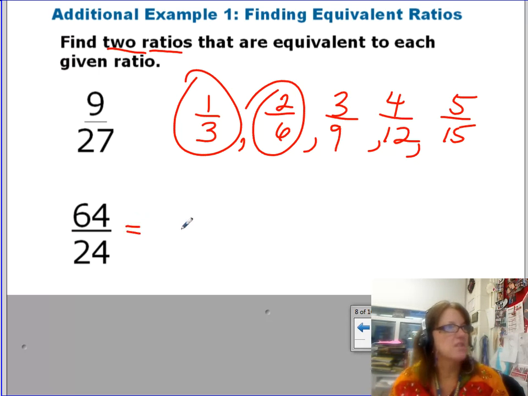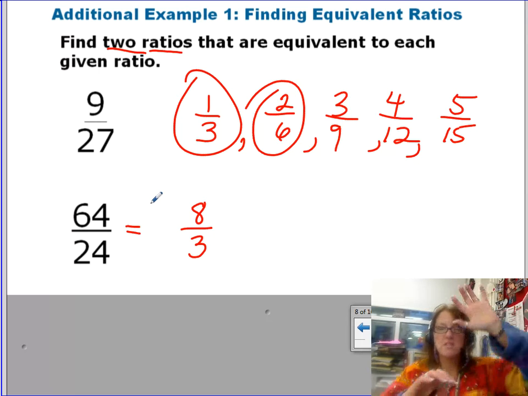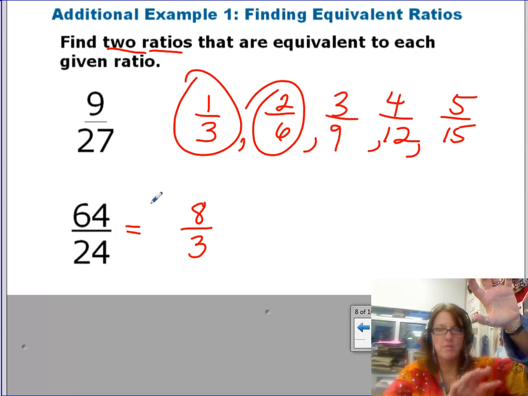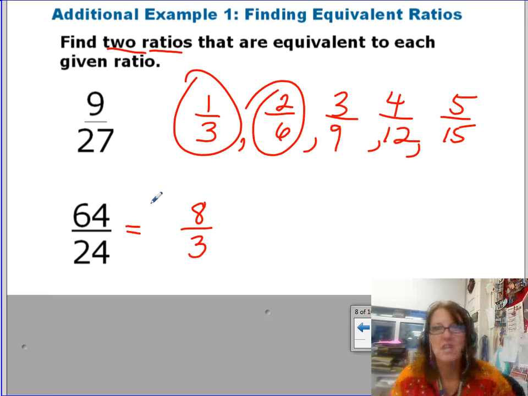Oh, look at this one, 64/24. That's not in simplest form either. Great value there. This in simplest form is 8/3. Notice it's improper. Leave it there because a ratio means I have a top number and a bottom number, two numbers. That's why I'm writing them as a fraction. Leave it improper. I don't want the mixed number 2 and 2/3. I want 8 to 3.